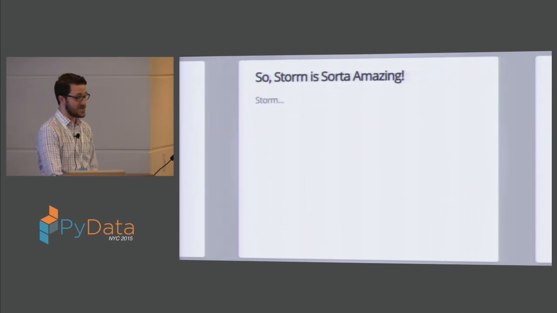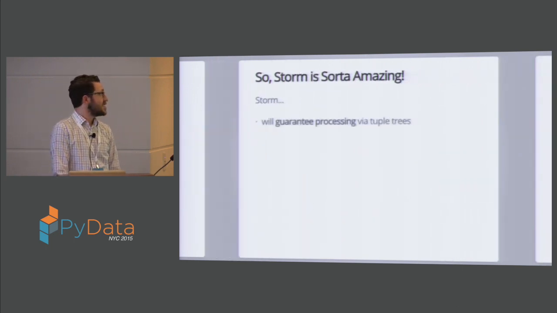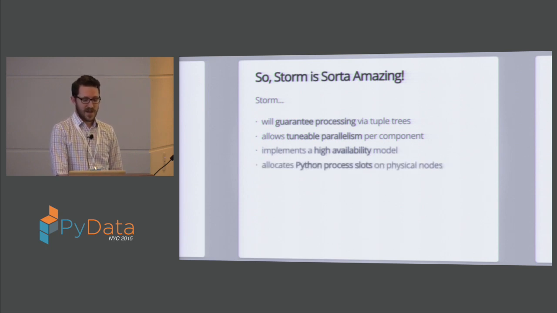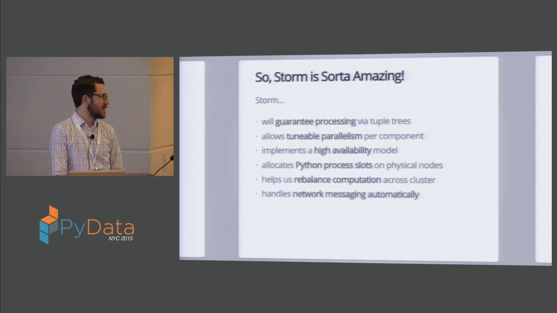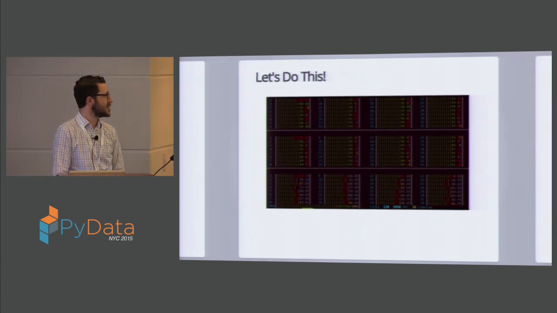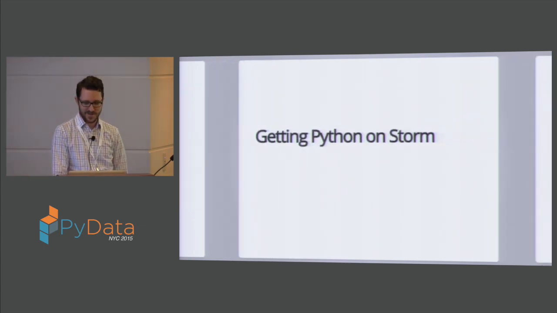So to sum up, Storm is pretty amazing. It guarantees processing via these tuple trees. It allows tuning how much parallelism you want per component in the topology. It's highly available, and it allocates actual Python process slots on physical nodes. We can rebalance things when things go a little wonky, and it handles high throughput network messaging automatically. And because of all this, we can use this to sidestep the GIL. So let's try to set something up so we get into a situation like this.